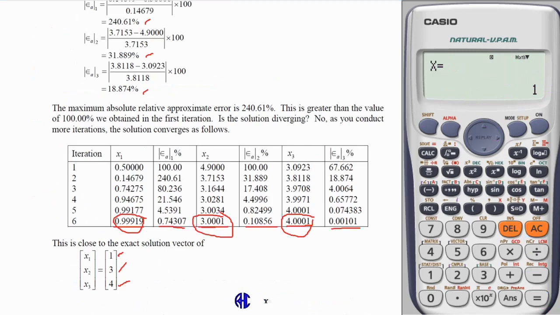Ito. Saan yung cursor? Ito. Tama yung sagot natin. Then, enter ulit or equal. So, that is 3. Tama. Then, the last one is 4. So, tama yung sagot natin. Okay, yun lang.